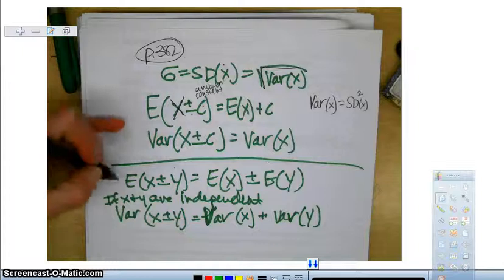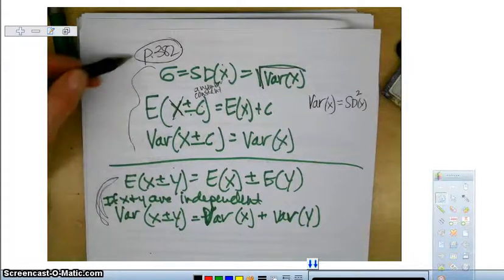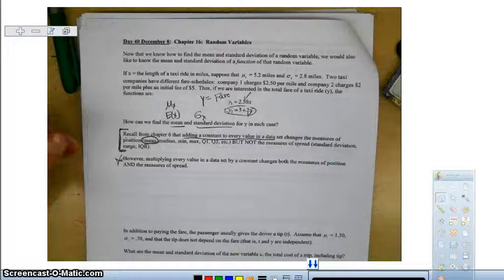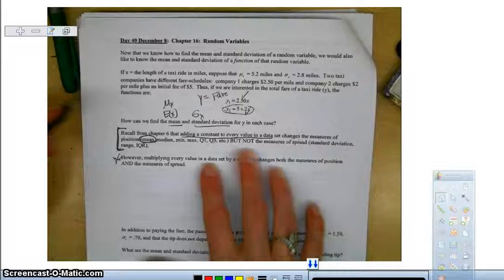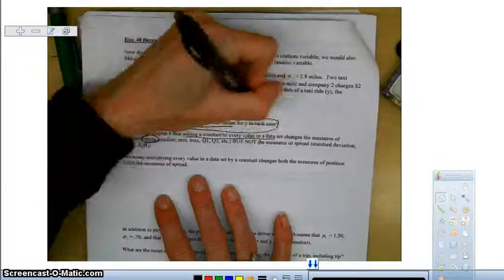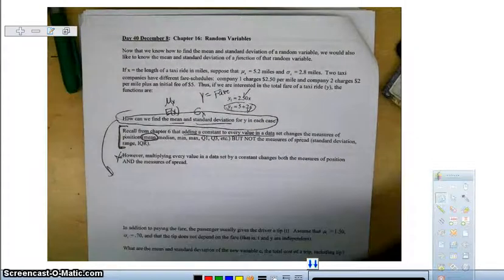And we'll get to these a little bit later, but for now we're going to be using these formulas. These are on page 382 in your book. All right, so what we're going to do is take a look at multiplying every value, and we are going to answer this question right here. Find the mean and standard deviation for each cab company.